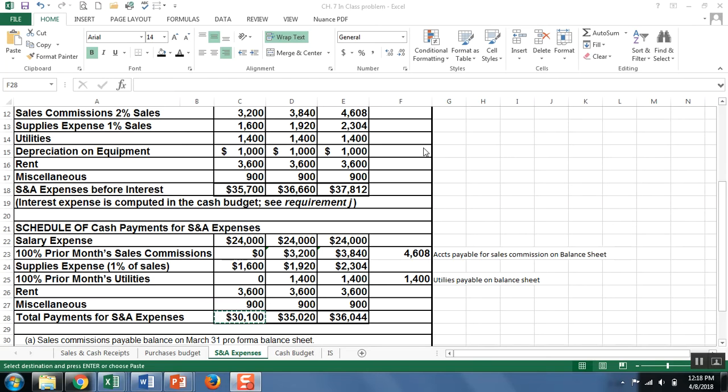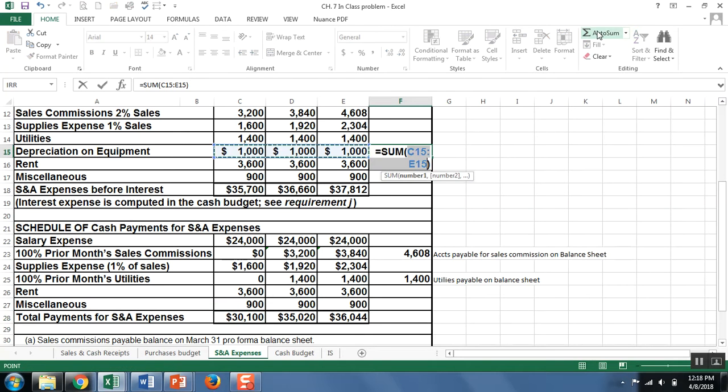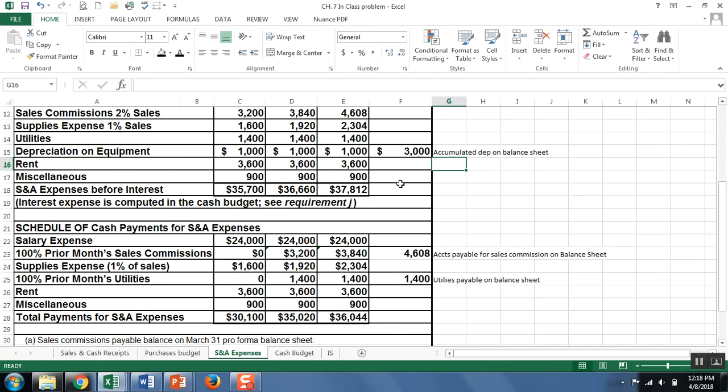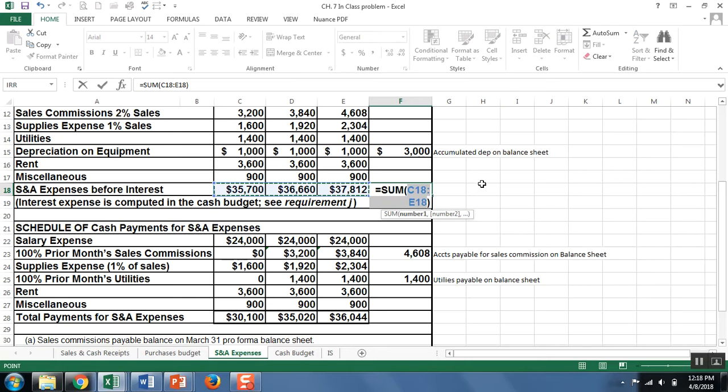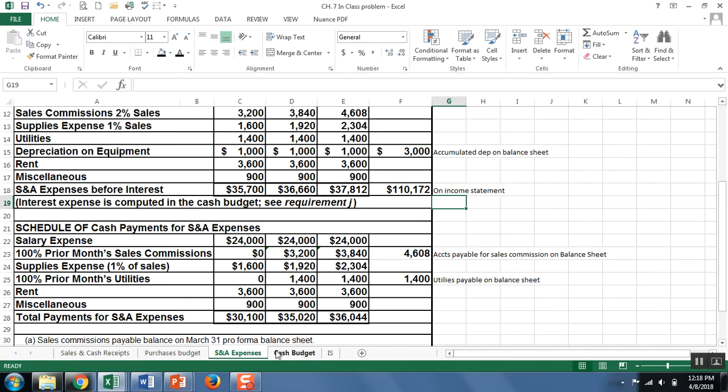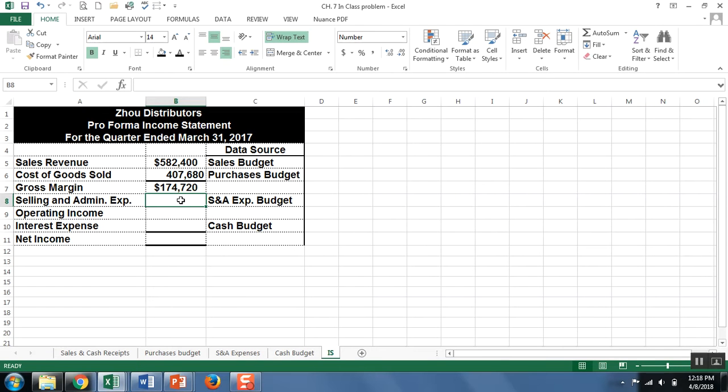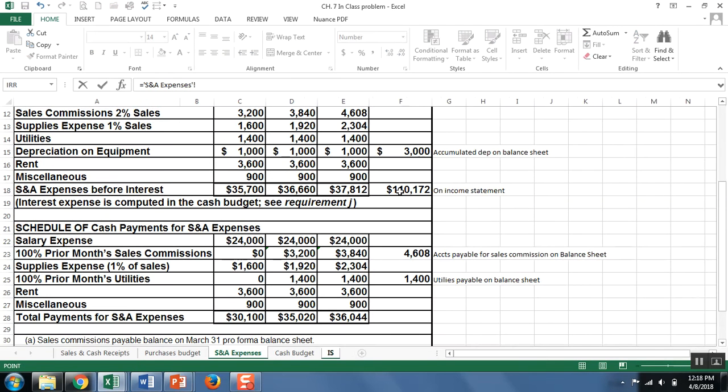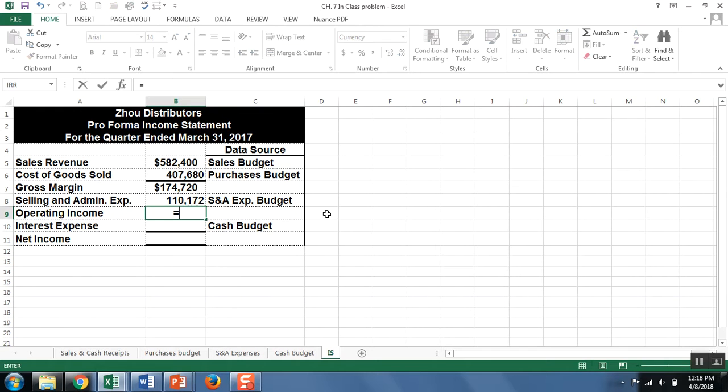So you'll also see that the total depreciation for the quarter is going to be accumulated depreciation on the balance sheet. And our total expenses for the quarter go on the income statement of $110,172. So if we go back to our income statement, here's our selling and admin expense of $110,172. So it gives us operating income of $64,584.